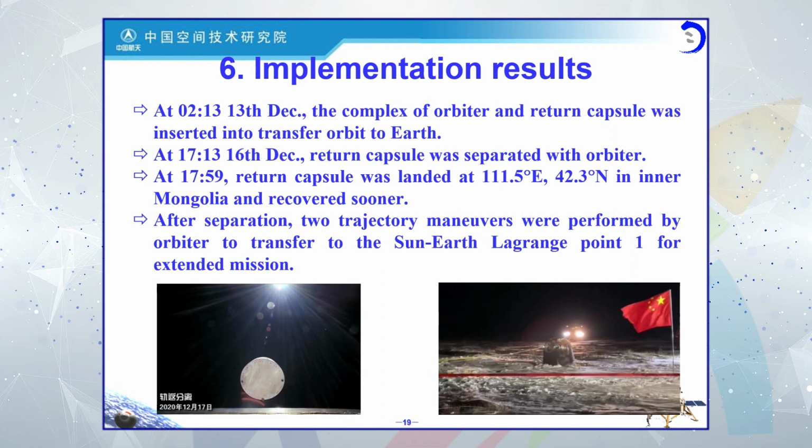On 13th December, the complex orbit of orbiter and return capsule was inserted into the transfer orbit back to Earth. At 17:13, 16th December, the return capsule was separated from the orbiter. About 40 minutes later, the return capsule landed at 111.5 degrees east longitude and 42.3 degrees north latitude in Inner Mongolia and was recovered in less than 1 hour. After separation, 2 trajectory maneuvers were performed by the orbiter to transfer to the Sun-Earth Lagrange point 1 for the extended mission.